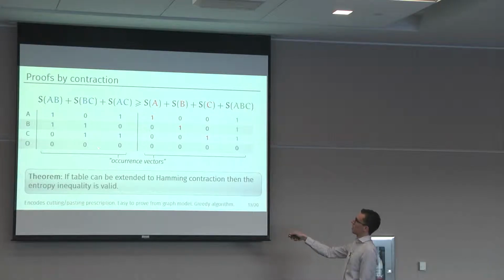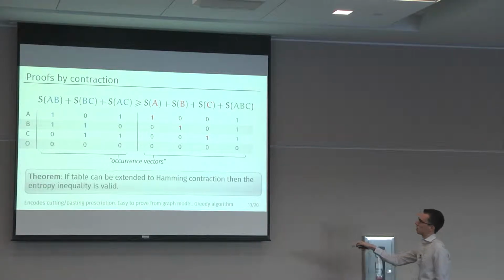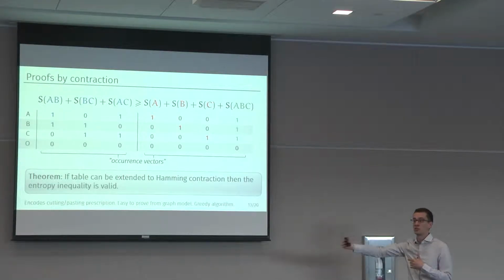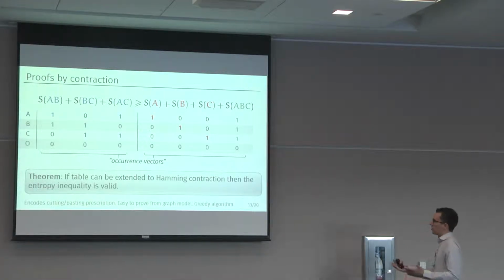And it gives rise to a greedy algorithm where you give me an entropy inequality, I write down this partial function, and I try to extend it to a global function. And so we have a greedy strategy or algorithm. There's no guarantee that it will converge.